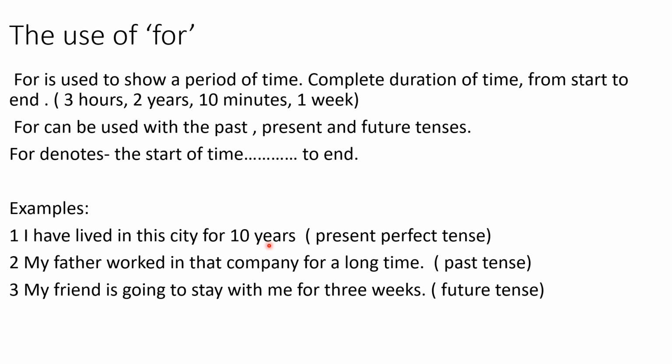For means till now, okay? So we use for 10 years. Here we cannot say since 10 years. Here duration is given, 10 years. So for 10 years. And this can be used in present perfect tense. I have lived, have, present perfect.